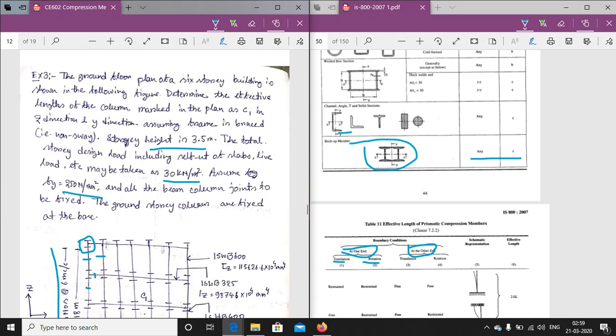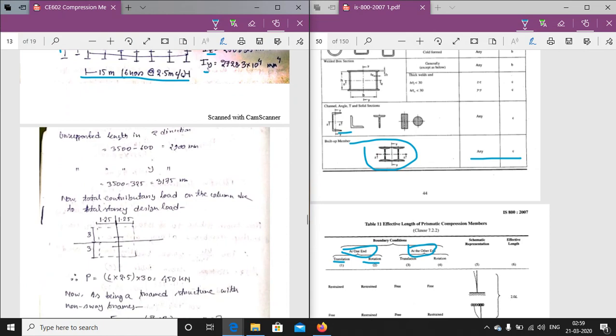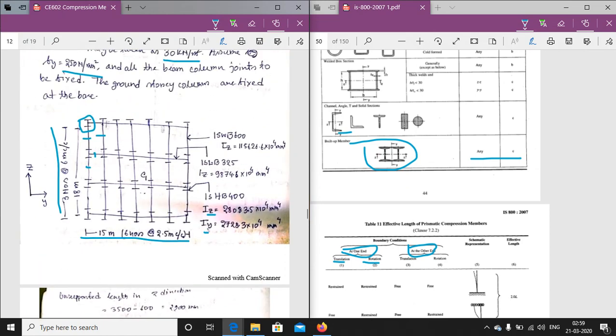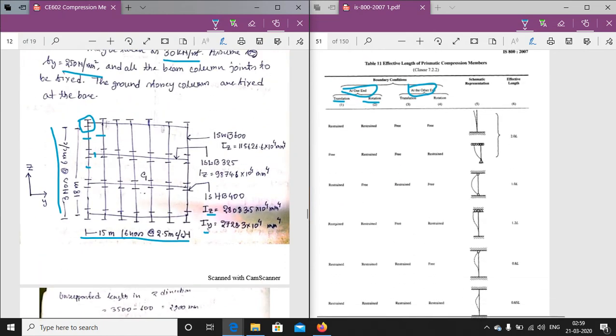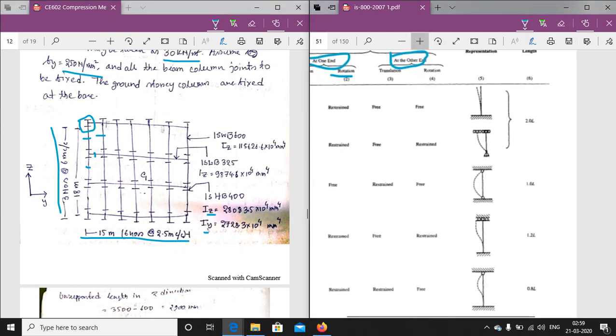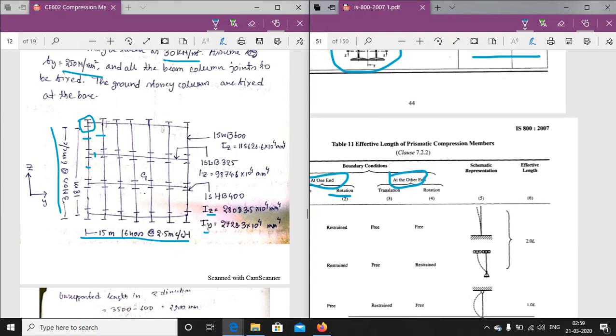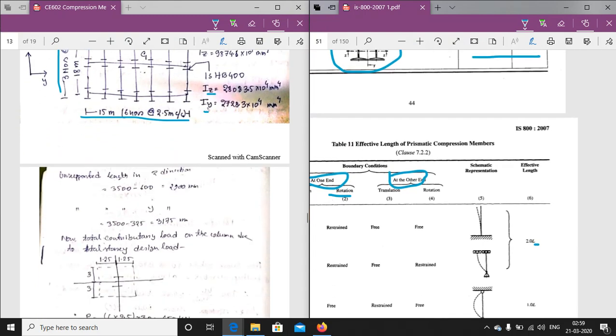Okay, now what we have to determine is the effective length of the column marked in the plan, in Z direction and Y direction. Okay, now first the unsupported length in Z direction. First, in the effective length, it is given that L is the unsupported length. Okay, unsupported length. So you have to determine the unsupported length of the member.